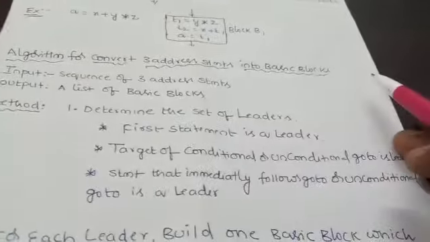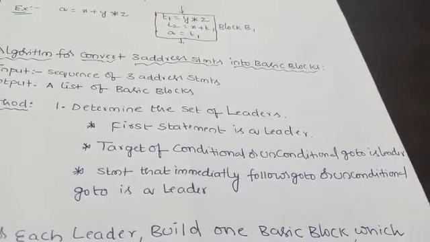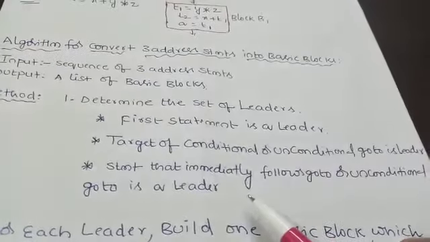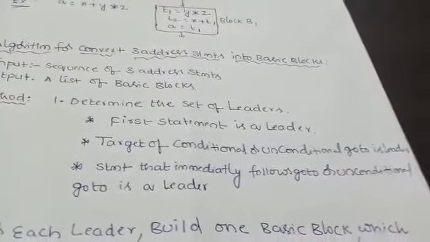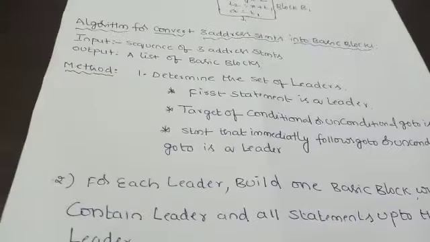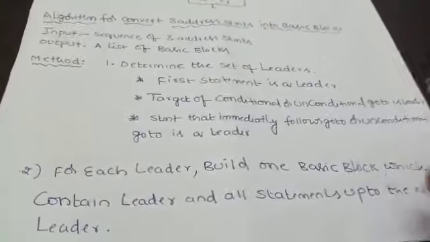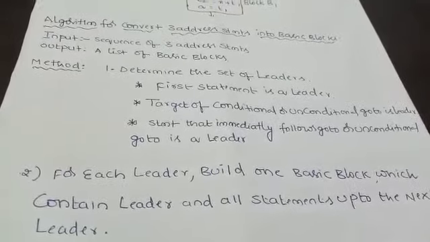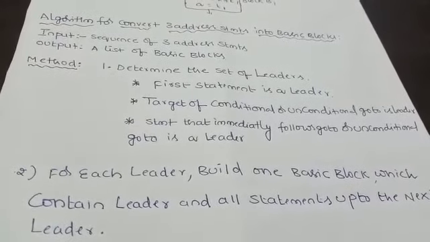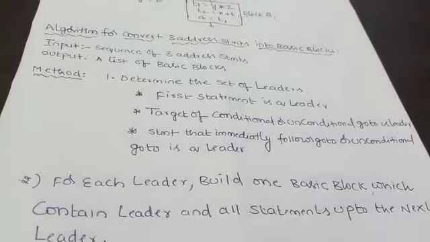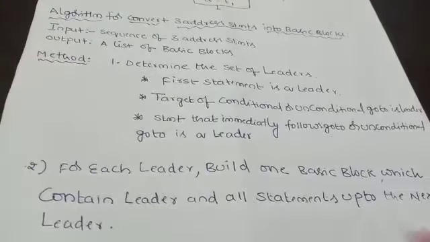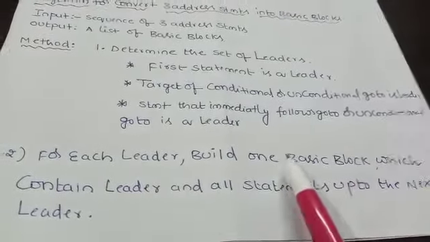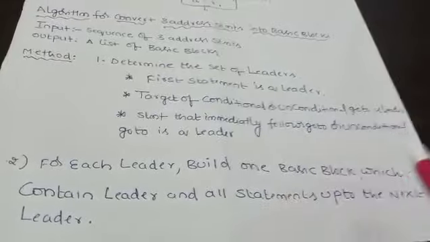The next one is that any statement that immediately follows a conditional go to or unconditional go to is a leader. Next, the second step: after finding the leaders, for each leader we have to build one basic block, so that basic block contains the leader and all statements up to the next leader. See, for each leader we are going to build one basic block. Among those basic blocks, what are the contents we have?